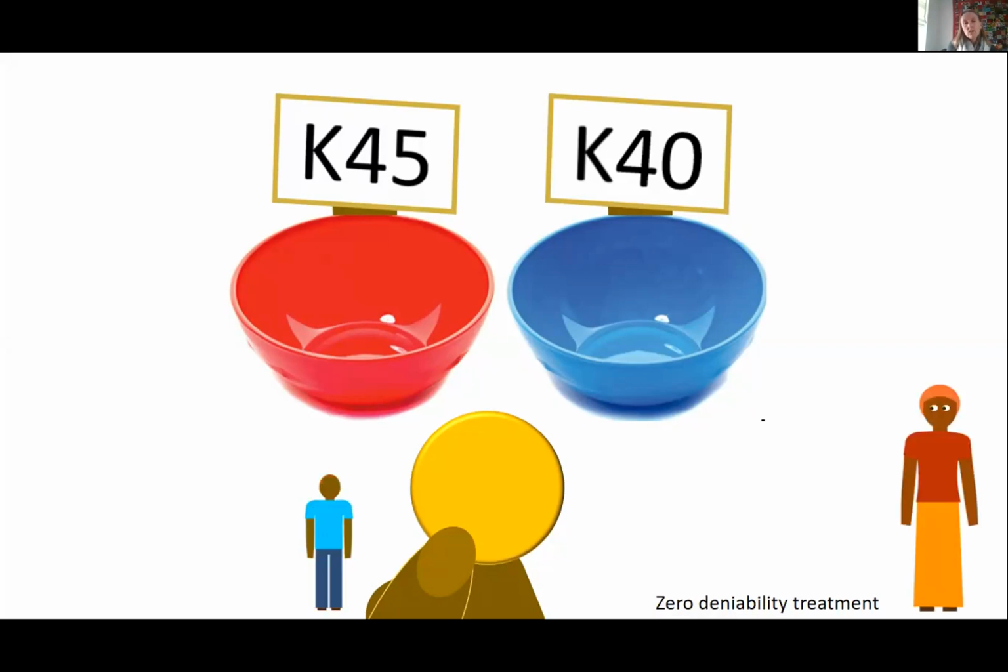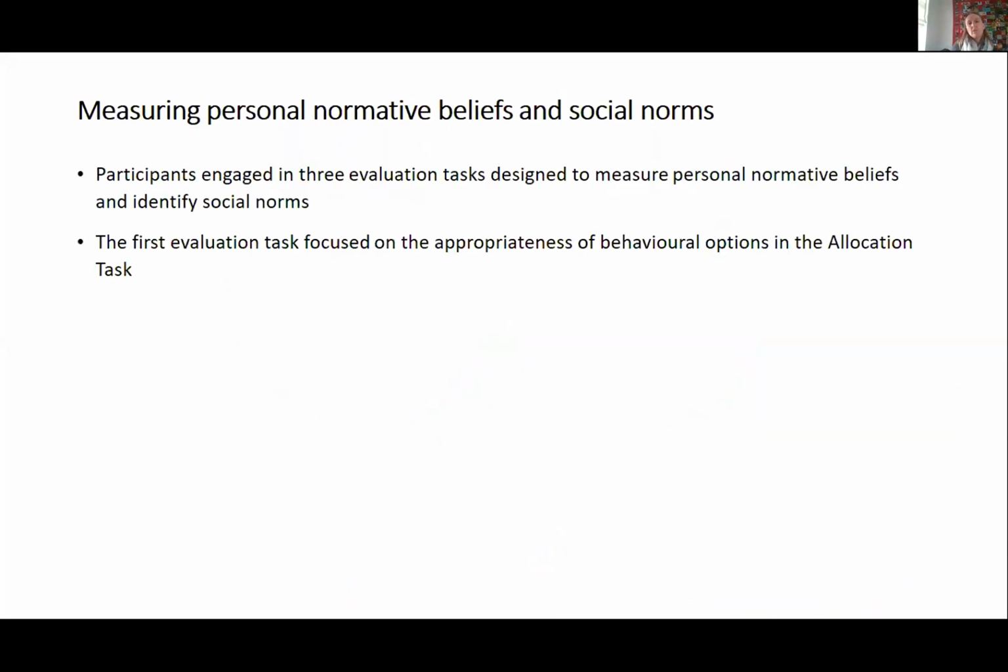Okay, so the same applies to the husbands. They also were randomly assigned to either the zero or the high deniability treatment. So that's the allocation task. And now I'm going to move on to the measuring personal normative beliefs and social norms part of the design. So for this, participants were engaged in 3 evaluation tasks designed to measure the personal normative beliefs and identify social norms, if indeed they existed.